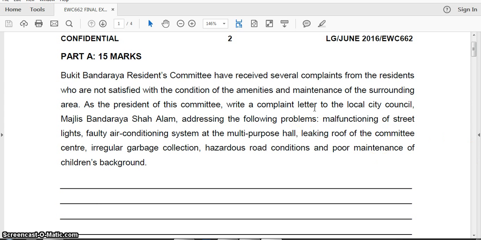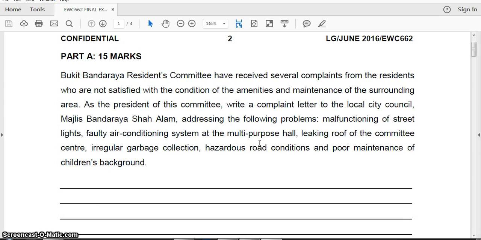This is June 2016, last semester. Of course you can read the instructions here, or the situation given to you. Now when we talk about writing a complaint letter, you must remember 1 mark is given for your format. So I'm not going to talk about your format. By now you should know your format should be within your fingertips. Now let us talk about the content. Now the content here, of course, you have to elaborate with a given situation.